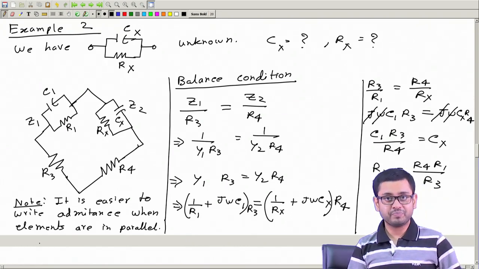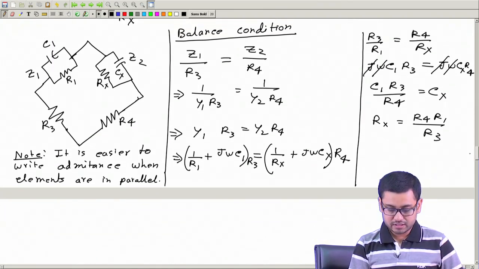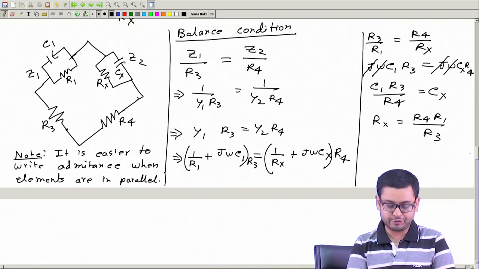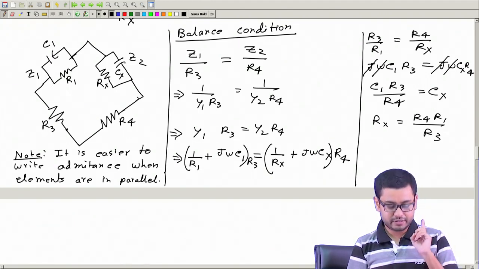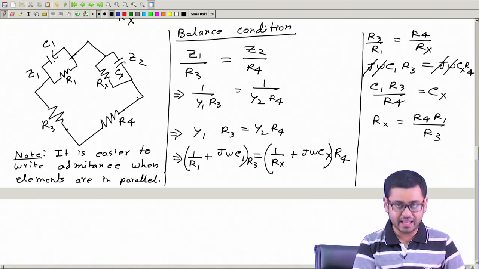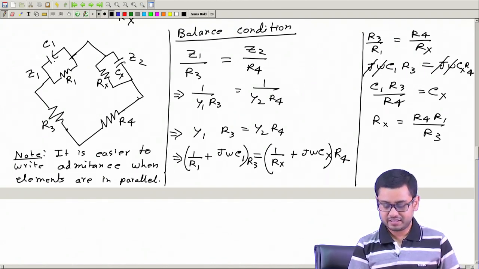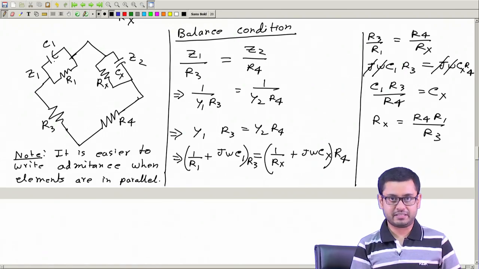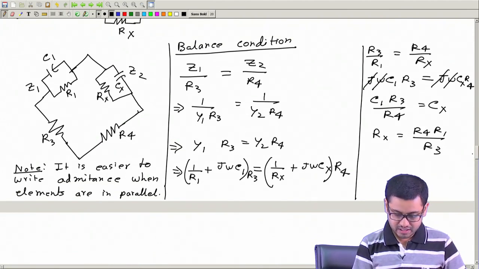Okay. So, what we observe? We observe that the balance equation is easy if we take this bridge. So, once again, the goal is to deal with bridges which has an easy balance equation, and the important thing that we learn is that if the elements are in parallel, it is easy to deal with the admittance, and then just equate the imaginary part and equate the real part. That is all. It is as simple as that. Okay.